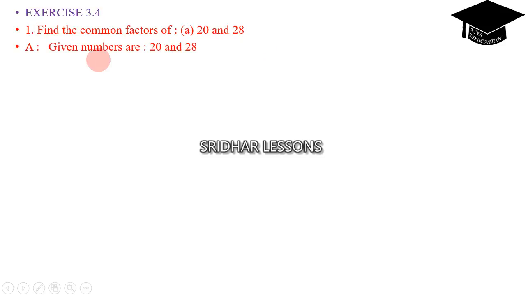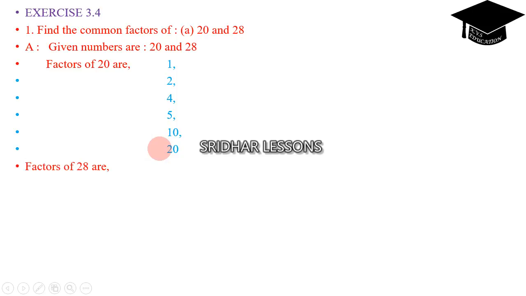Now we will see exercise 3.4. First problem: find the common factors of 20 and 28. The given numbers are 20 and 28. The factors of 20 are 1, of course, 1 is a factor of every number, 2, 4, 5, 10 and 20, because the number itself is a factor.